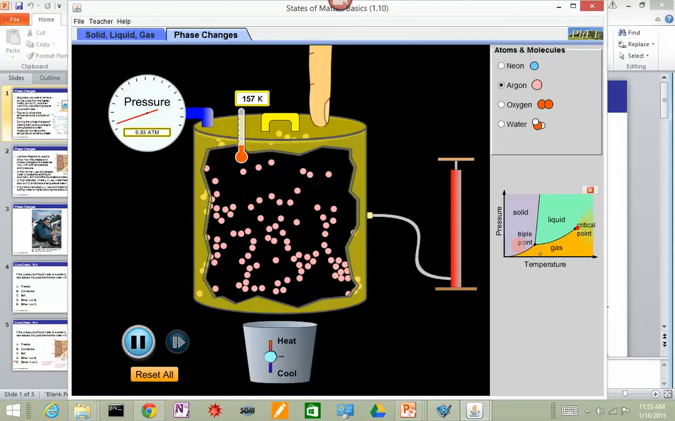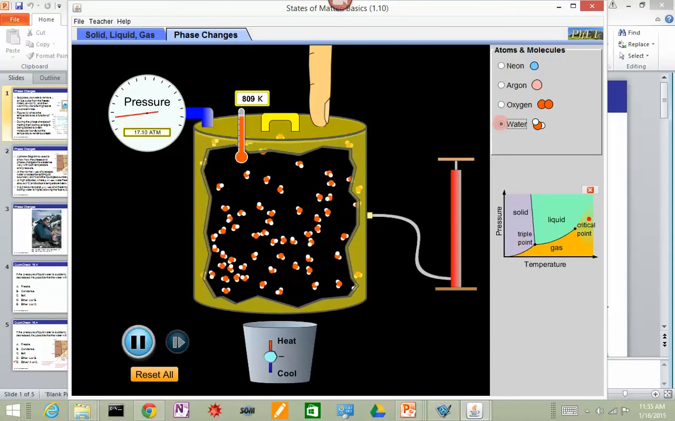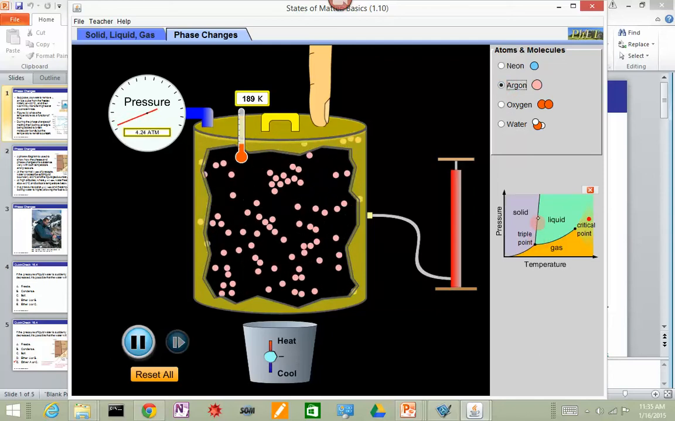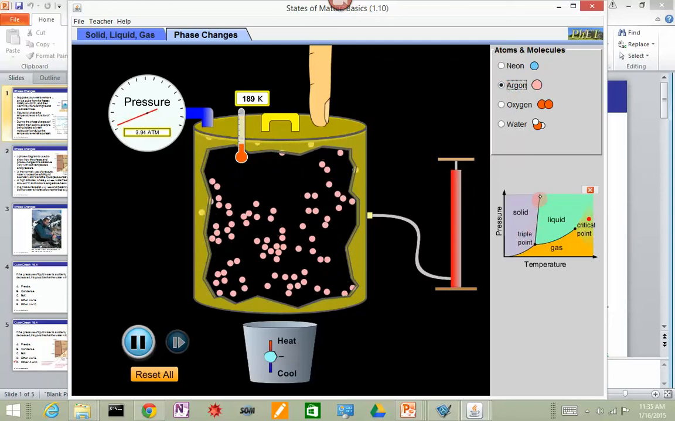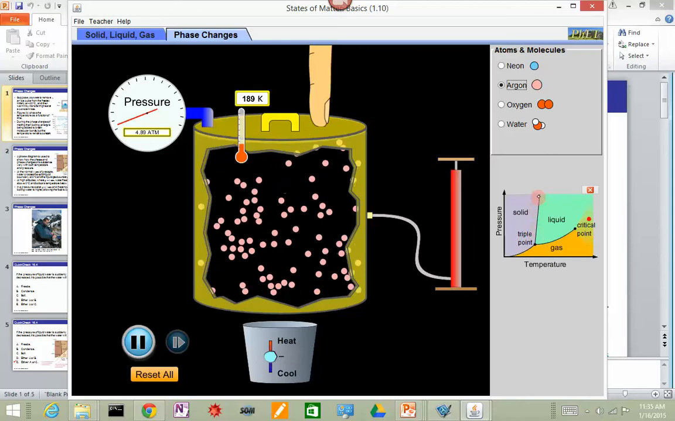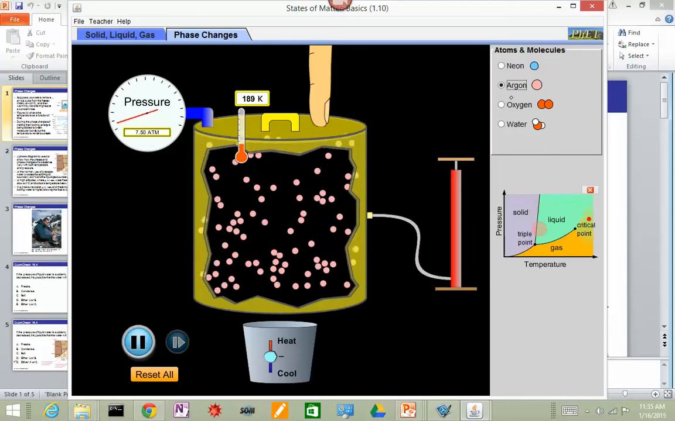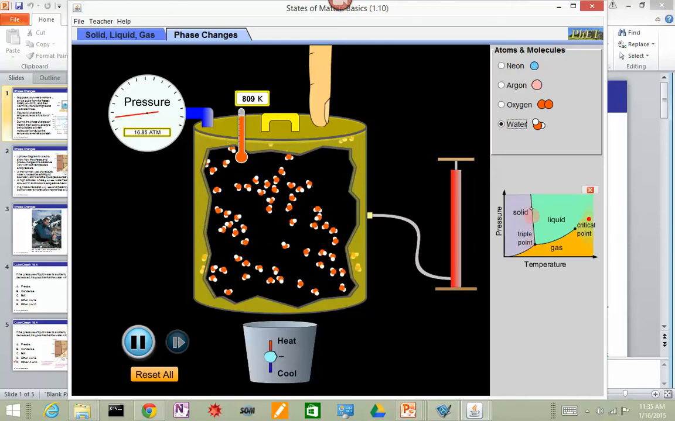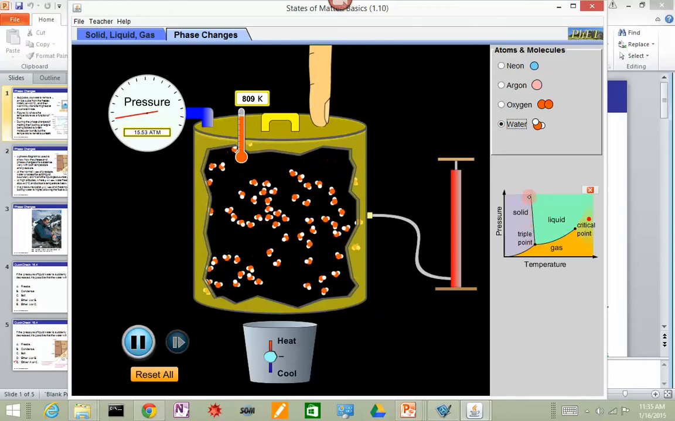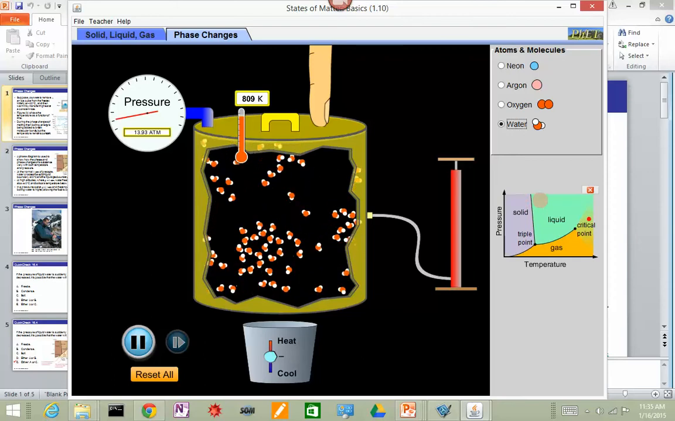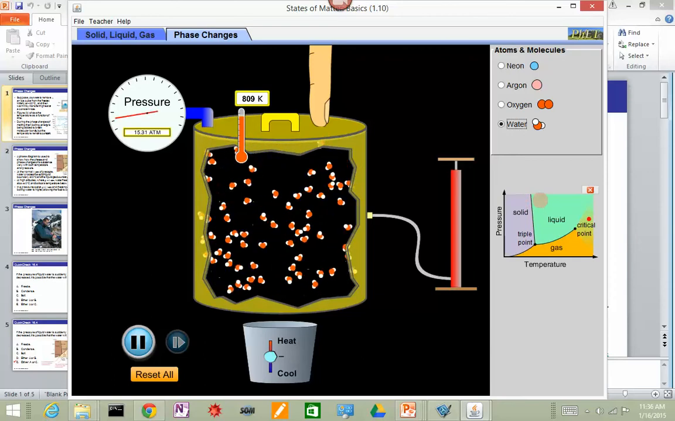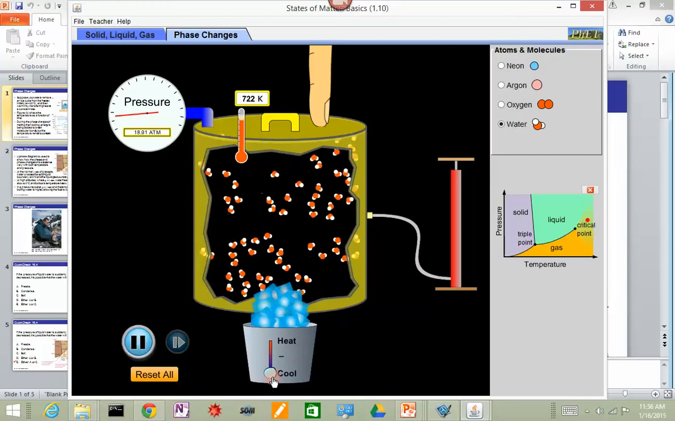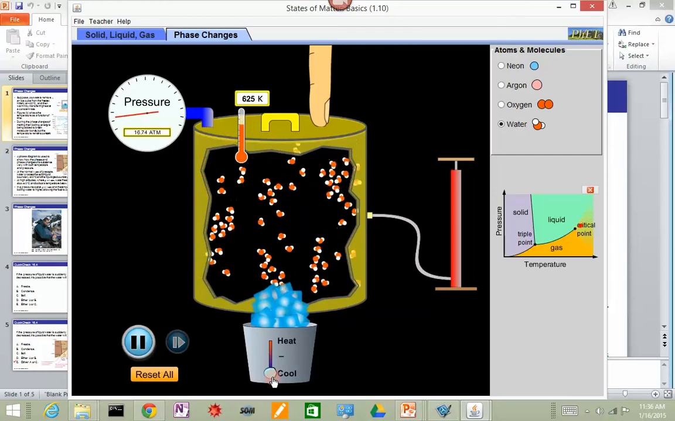So let's look at the phase diagram of water and compare it. This is argon, and you can see this line that is inclined to the right. Now look at the water and compare that here. The fact that this line changes orientation has to do with the fact that ice is less dense than water. So let's cool down and get some ice here.